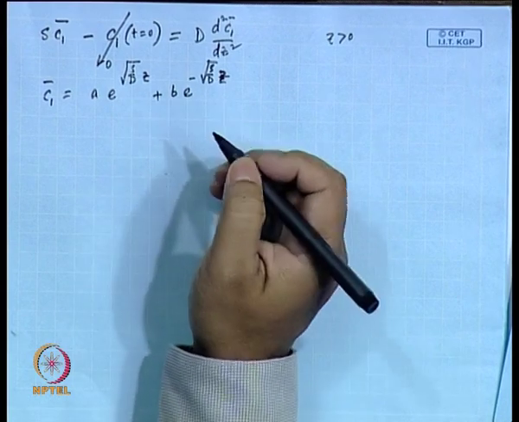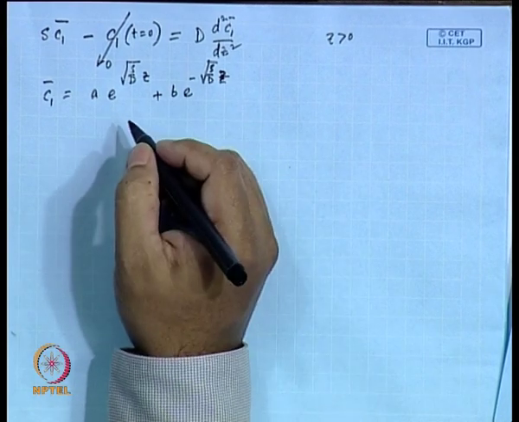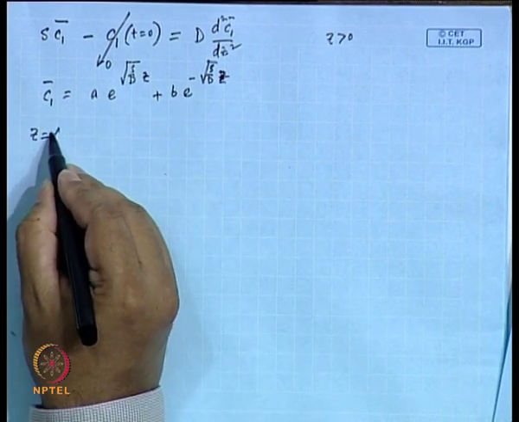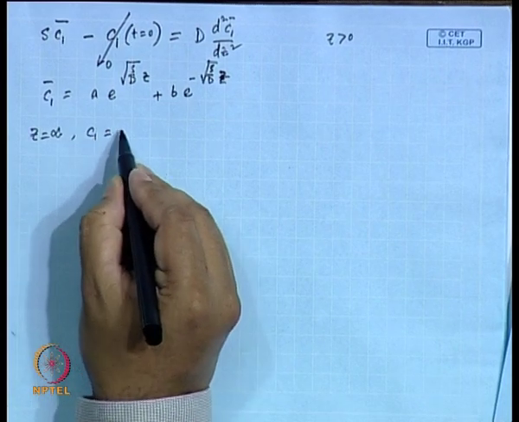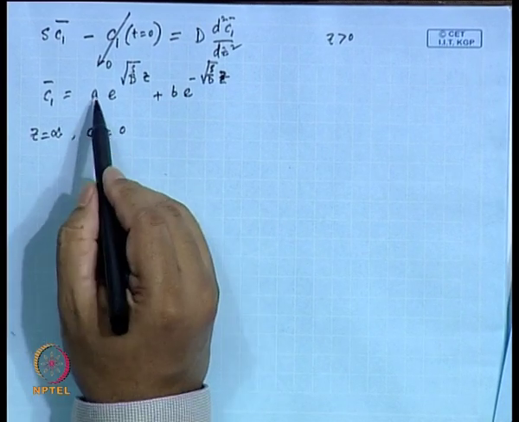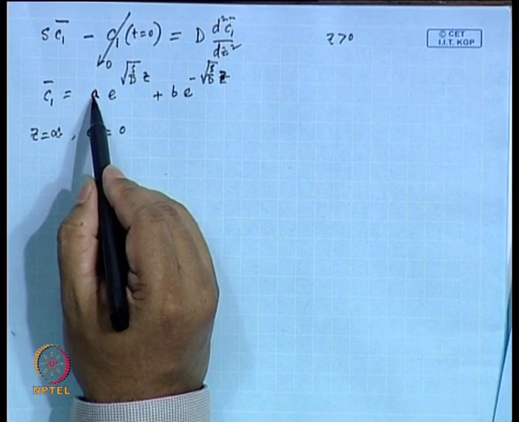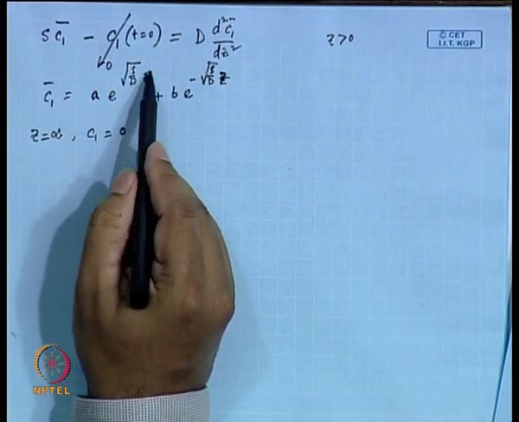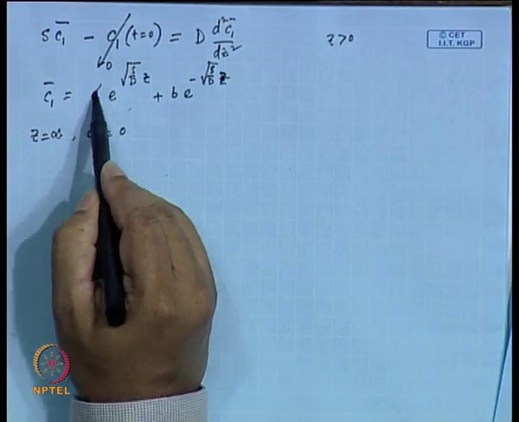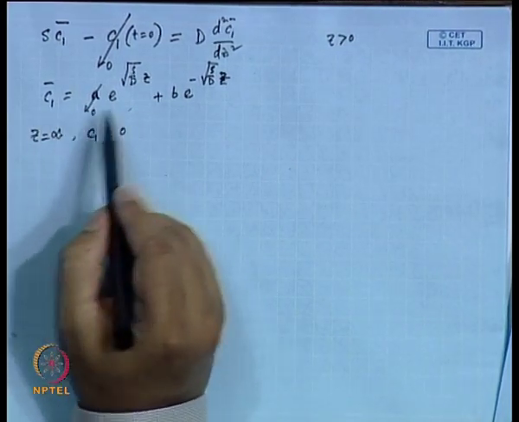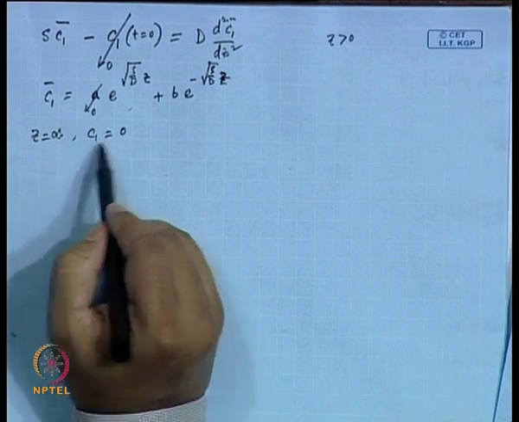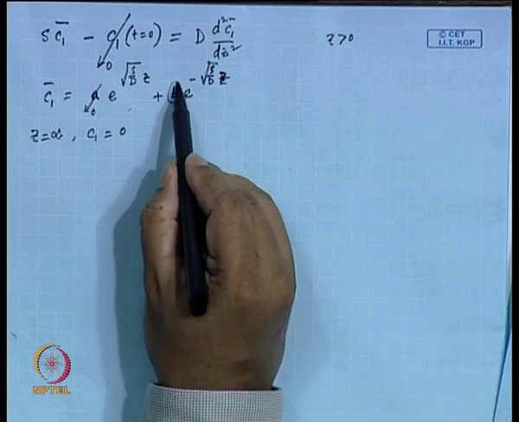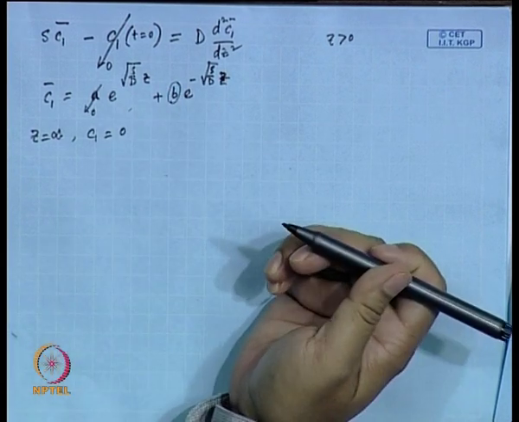Then you try to find out what the boundary conditions are, how you incorporate them. At the very outset we see that at z equal to infinity, C1 is finite, C1 is equal to 0 as a matter of fact. Now, if we do not force this A to be 0, then e to the power infinity, at z infinity, will trouble you, because finally your C1 has to be 0 at z equal to infinity. So A has to be 0 and you are left with only this B term, and that B term has to be evaluated using the other boundary condition.